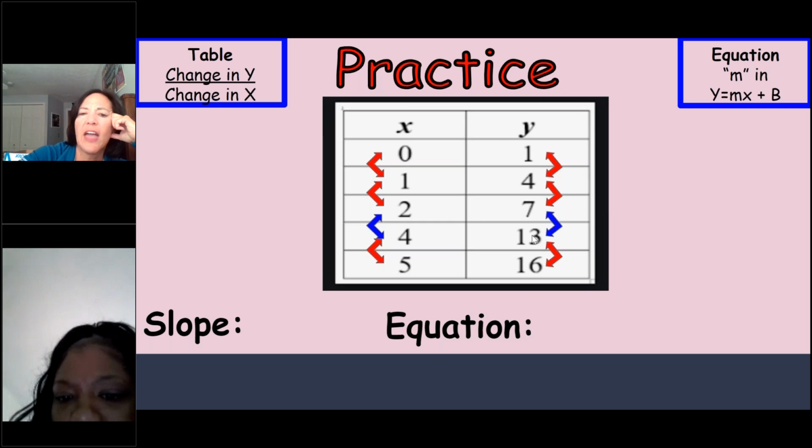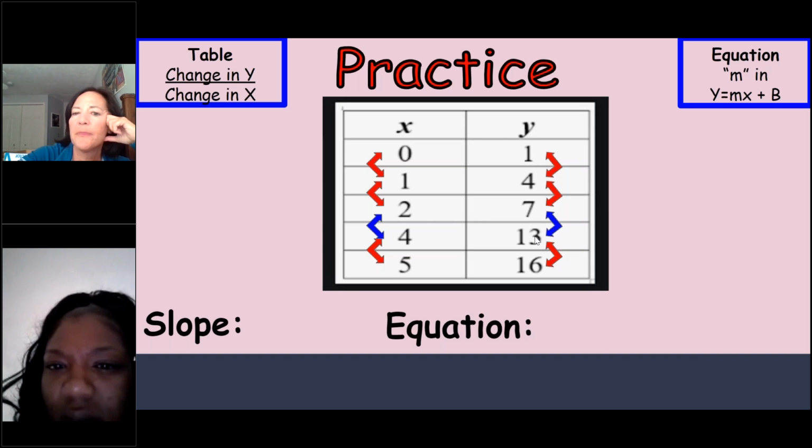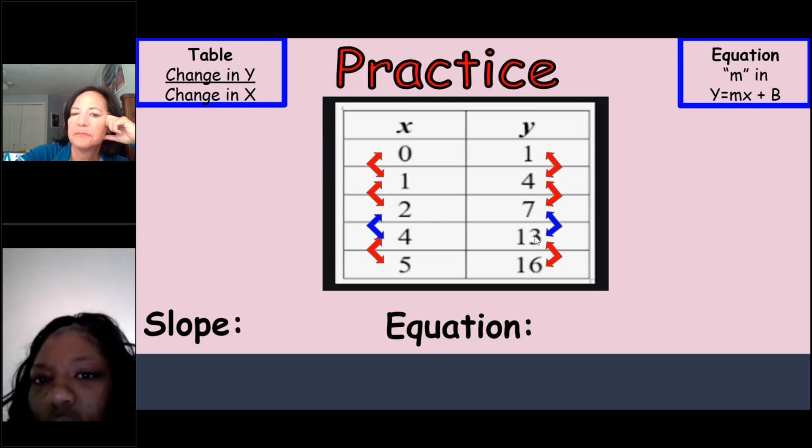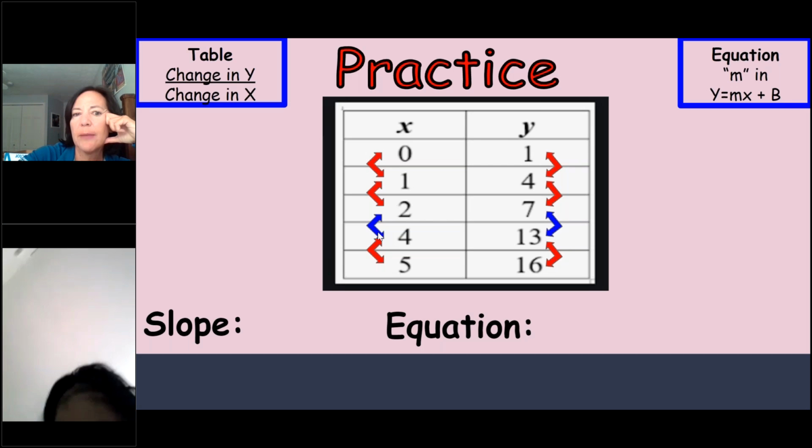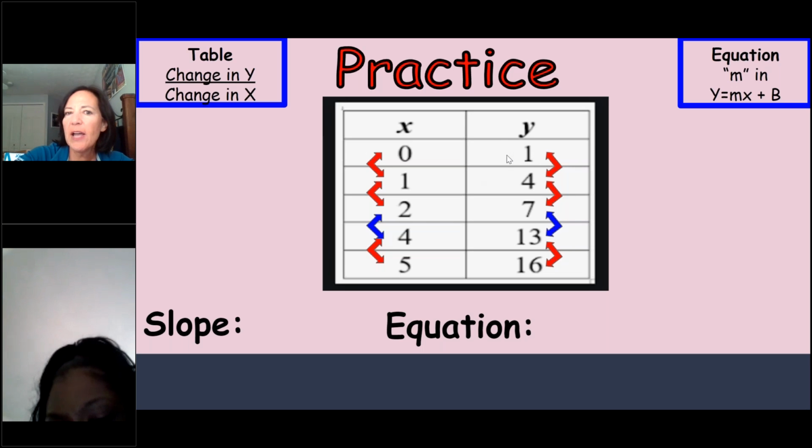So let's look at that. How much does it go up from 7 to 13? For the y, it went up 6. And how about for the x? How much did it go up? It went up 2. Nice job. So what's the slope for that one little section of the table? 3. Perfect.